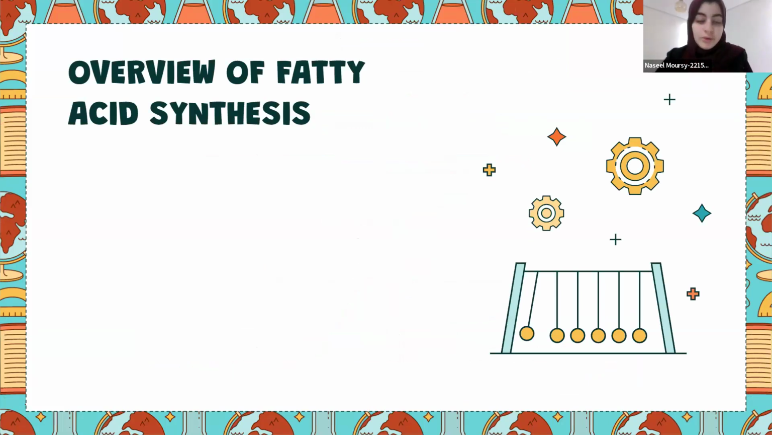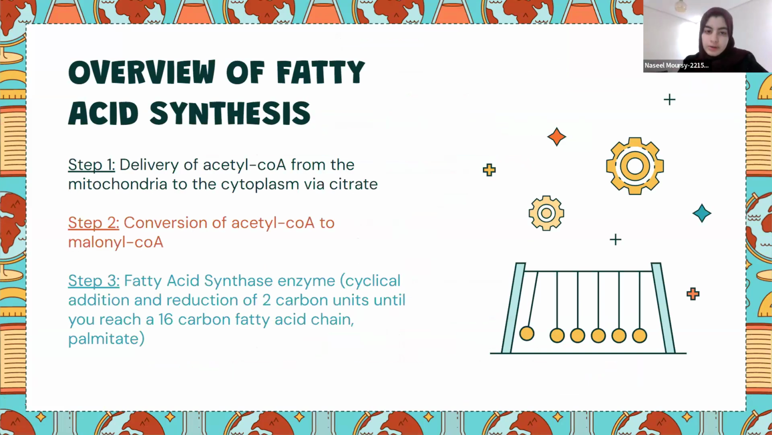Now we will go into the main thing, which is the synthesis itself. Okay, so this is an overview. We'll briefly talk about the three steps. First, we need to deliver the acetyl-CoA from the mitochondria to the cytoplasm. I know acetyl-CoA is produced in the TCA cycle, right? Now we need to take that from the mitochondria to the cytoplasm where fatty acid synthesis occurs. To do that, we need citrate. We'll explain this later. Step two is that after we've taken acetyl-CoA outside, we need to convert it to malonyl-CoA. And step three is the actual synthesis of the fatty acid by the fatty acid synthase enzyme, where we keep on cyclically adding carbon molecules on top of each other, until you get the final 16 carbon fatty acid chain, which is palmitic.